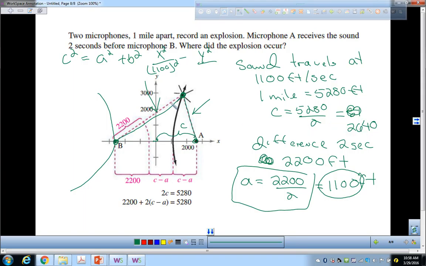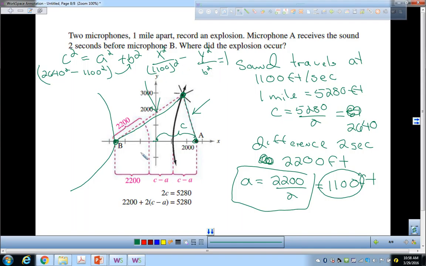We know c squared, so we'd have to go 2640 squared minus 1,100 squared, and that's b squared. That would give you b squared, and then you plug that into this down here, and then you would have the equation of this hyperbola, and then it will say, where did it occur? And all you say is it occurred somewhere on the hyperbola with this as its equation. That's all they want you to say.